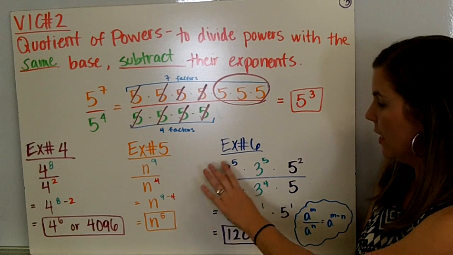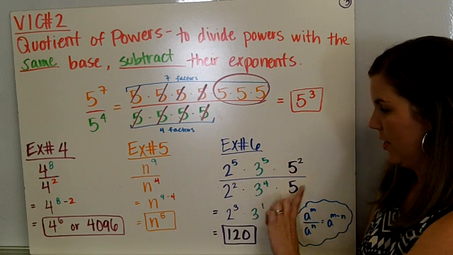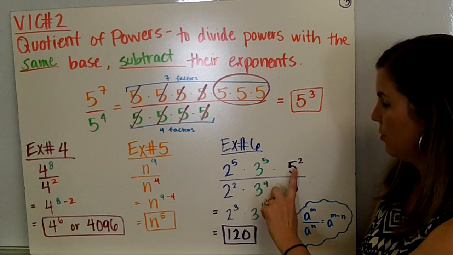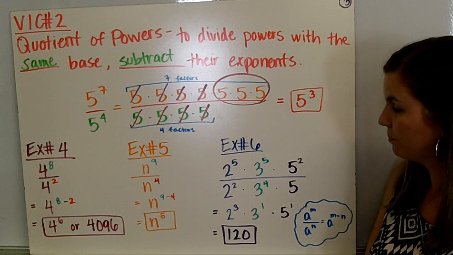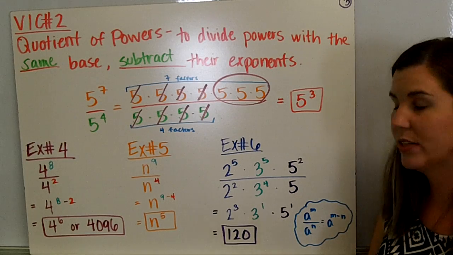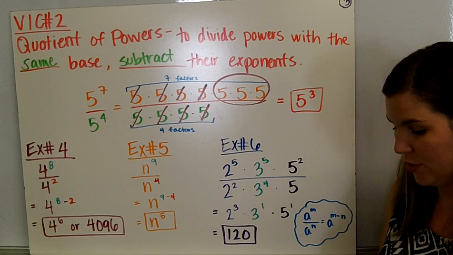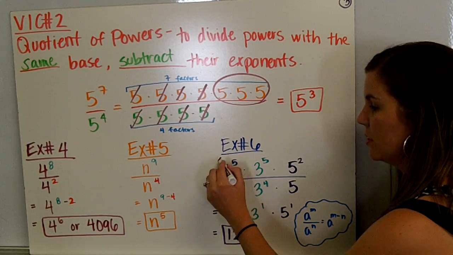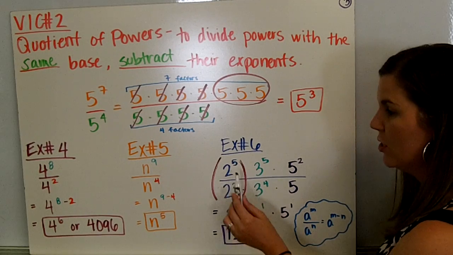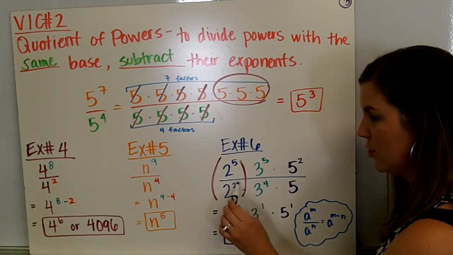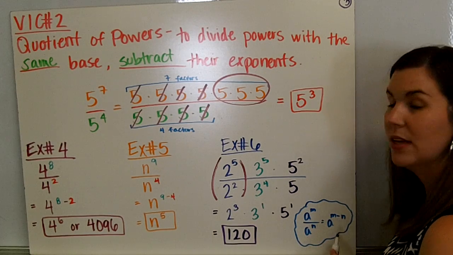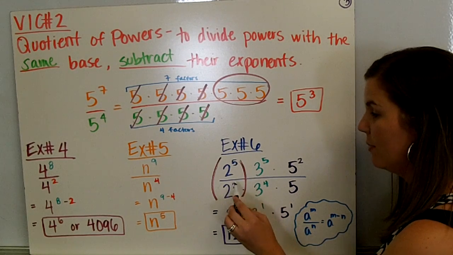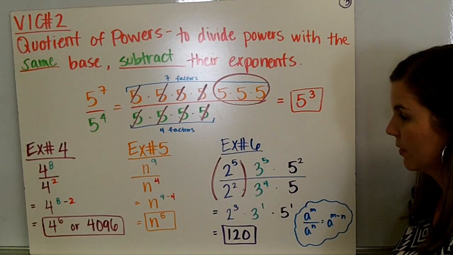Example 6. This is one problem right here. Now I have several different bases. 2, 3, and 5 are all my bases in the top and in the bottom of the fraction. But I grouped them together, and you can see they're color-coded to make it a little bit easier for you to see. The 2's are going to go together. 2 to the 5th power divided by 2 to the 2nd power. They have the same base, so keep that base as 2. Subtract their exponents. 5 minus 2 gives you 3.